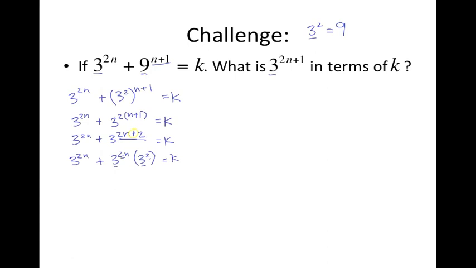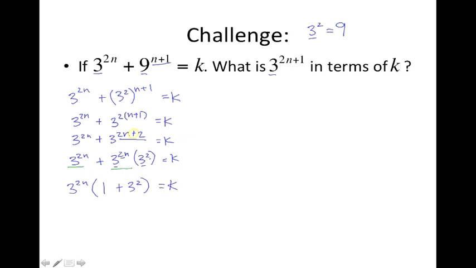So now this is where a little bit of algebra comes in. I see that both these terms have a factor of 3 to the 2n. So what I'm going to want to do is to take that out of this entire equation. I want to factor it. So we have 3 to the 2n. If I take 3 to the 2n out of 3 to the 2n, I'm left with 1. Plus, if I take 3 to the 2n out of 3 to the 2n times 3 squared, I'm left with 3 squared. And that's all going to be equal to k.